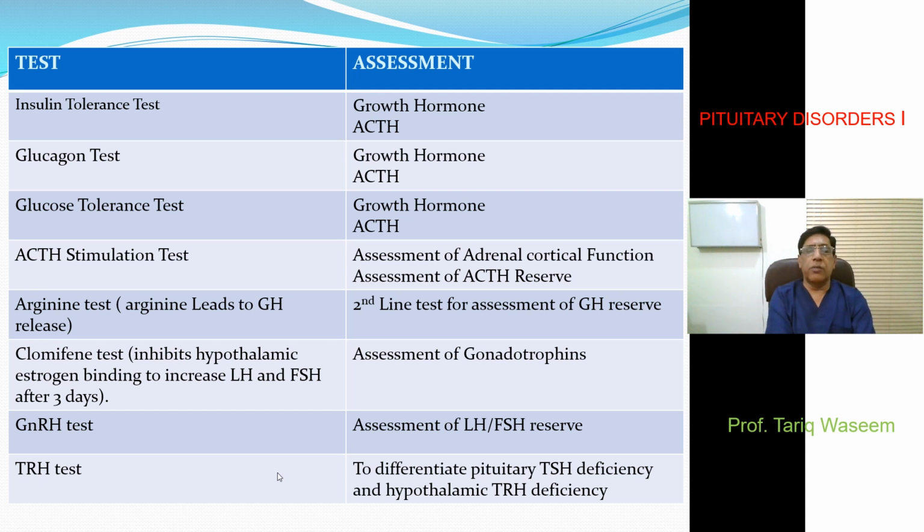Gonadotrophin releasing hormone test would also assess for the luteinizing hormone or FSH, and thyroid releasing hormone, of course, would check the functional state of the pituitary to be able to produce TSH in response to TRH test.